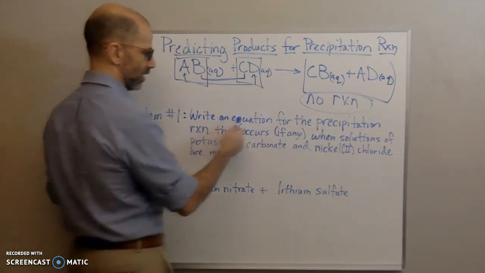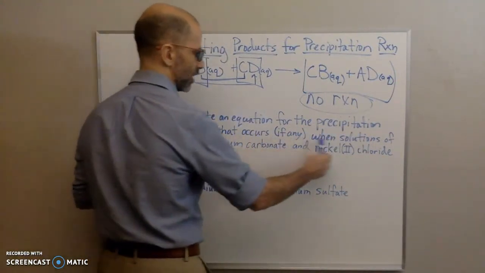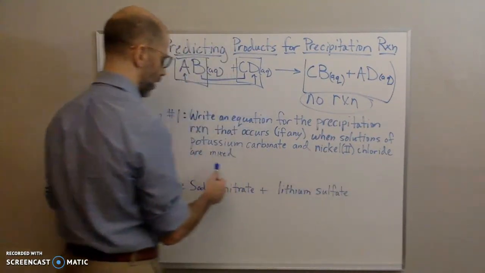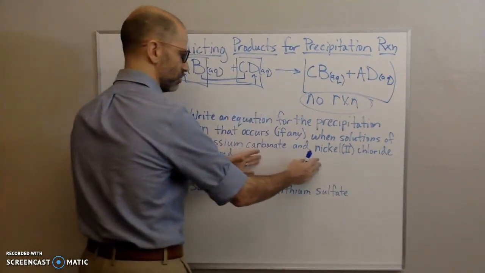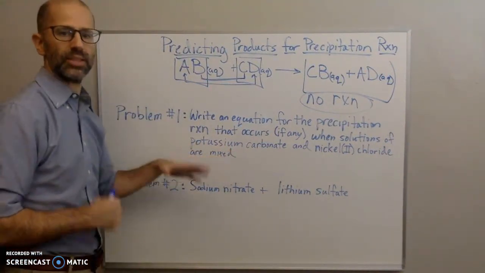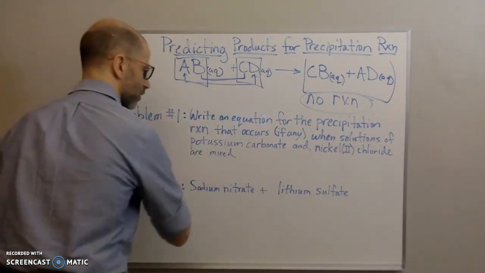So here it says, write an equation for the precipitation reaction that occurs, if any, when solutions of potassium carbonate and nickel(II) chloride are mixed. So those are the substances that I'm mixing. In order to write the formulas, I need to know the names. So I'm going to write the formulas.